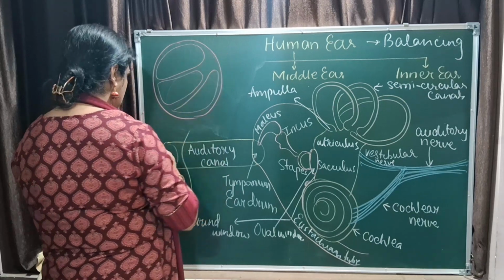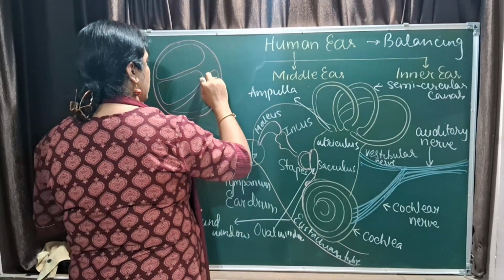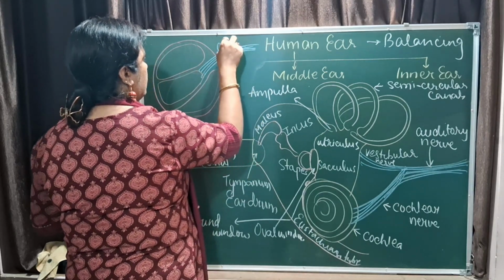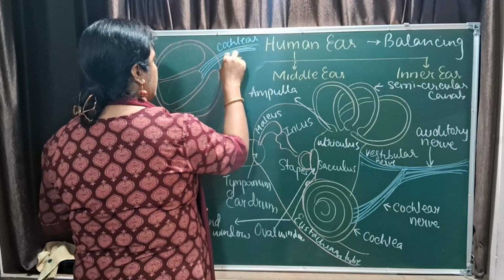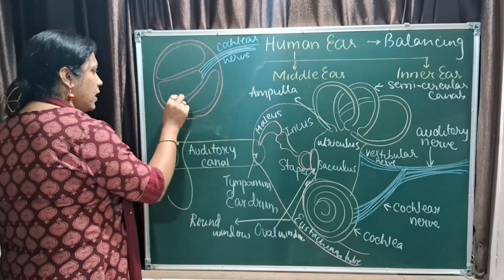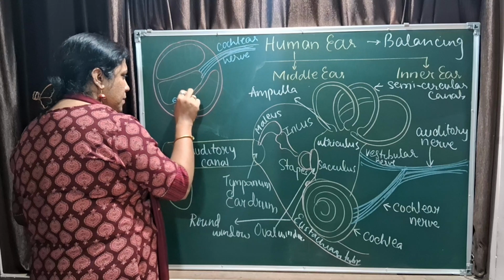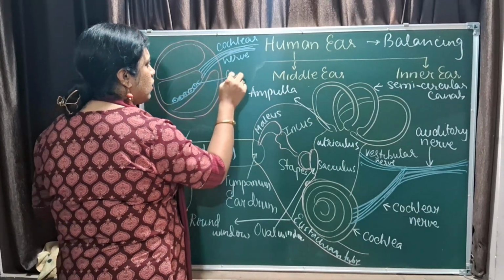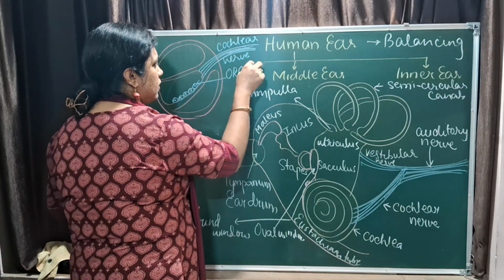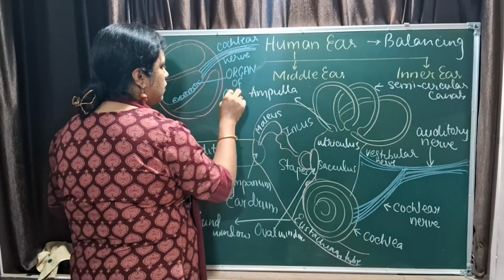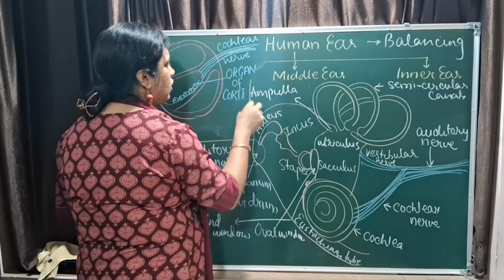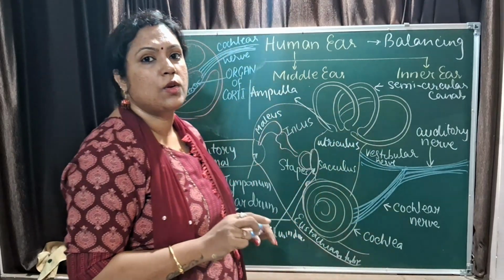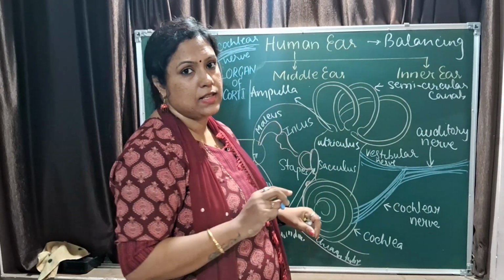Okay, here you have the cochlear nerve. This is the cochlear nerve. And here are the sensory cells present on the basilar membrane of the median tube. These sensory cells are called the organ of Corti. This is important. Organ of Corti are the sensory cells. Like in the eye, you have got rods and cones. Here also you have got organ of Corti as the sensory cells for hearing.